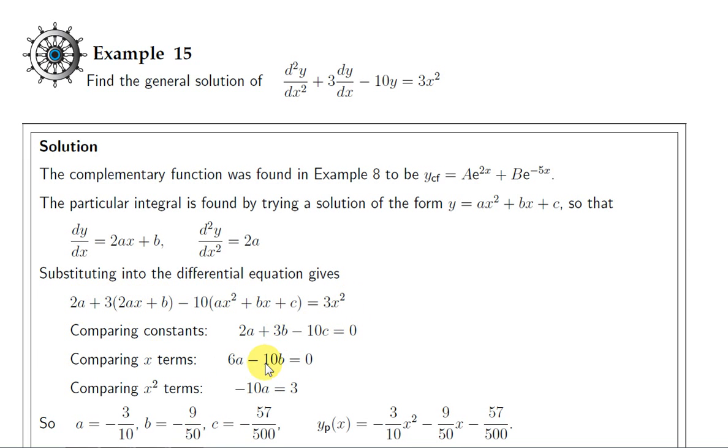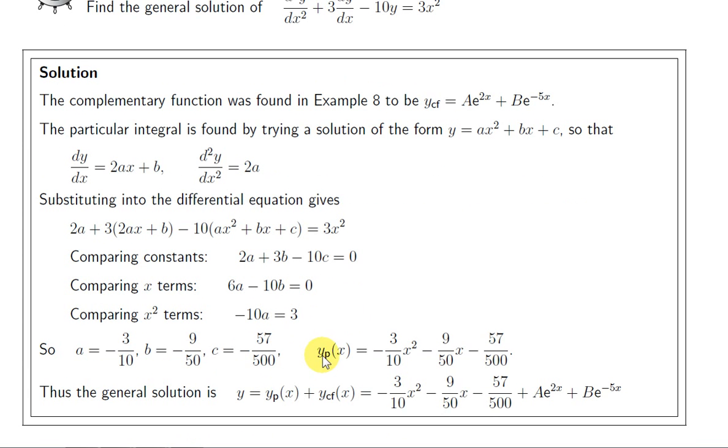Having found a, we plug into this one up here to find b. So a is minus 3/10, so we plug minus 3/10 in here, and we solve this one for b, and if we do that we get minus 9 over 50. Having found a and b, we plug into this top equation here to find c. So now we can write down our particular integral, our particular solution. So we plug in for a, b and c.